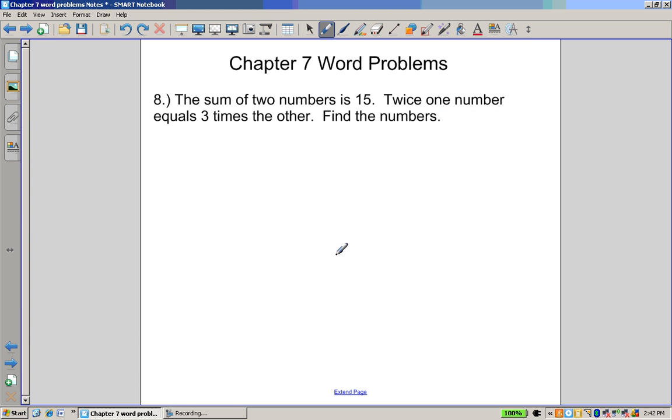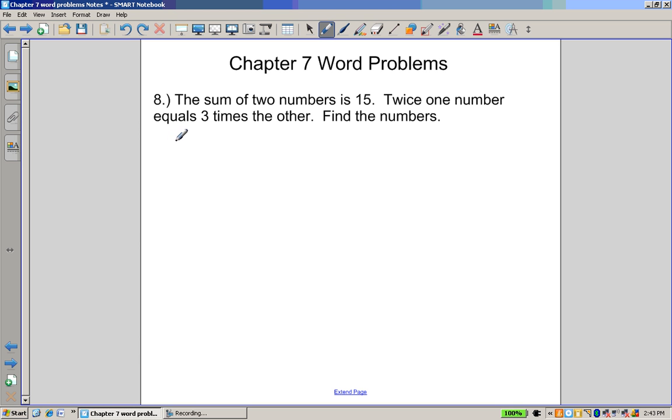Okay. And last but not least, the sum of 2 numbers is 15. Twice one number equals 3 times the other. Find the numbers. Okay, so let's go through. Again, I would encourage you to pause the video, try it on your own, and then play it to see how you do.